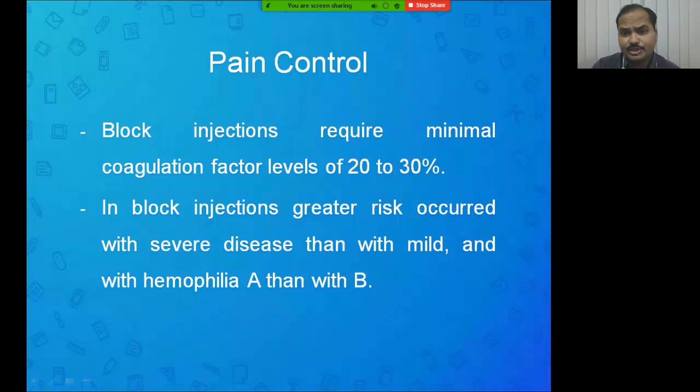The block injections require minimal coagulation factor levels of 20 to 30%. So if we are going to give block injections, we should evaluate the coagulation factor levels to be a minimum of 20 to 30%. In block injections, a greater risk has been seen with severe disease than with the mild one. And when comparing hemophilia A with B, it has been seen more with hemophilia A than with hemophilia B.